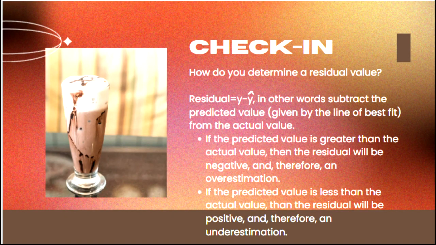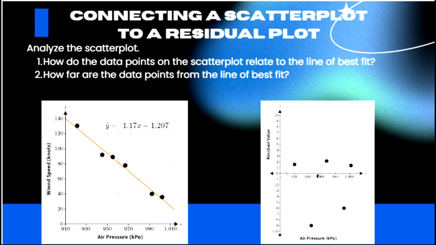If the predicted value is greater than the actual value, then the residual will be negative and therefore an overestimation. If the predicted value is less than the actual value, then the residual will be positive and therefore an overestimation. Connecting a scatter plot to a residual plot. Analyze the scatter plot. How do the data points on the scatter plot relate to the line of best fit? How far are the data points from the line of best fit?